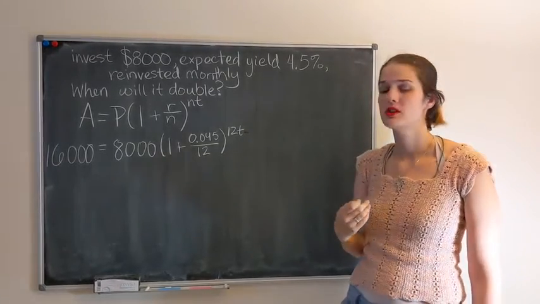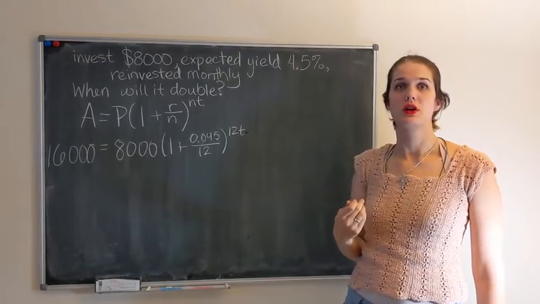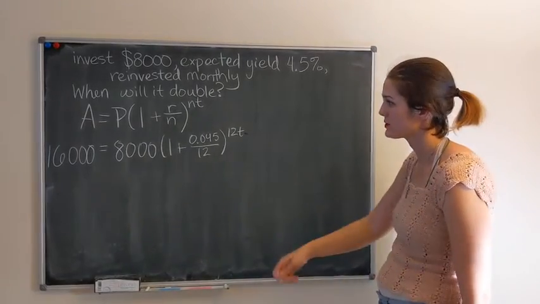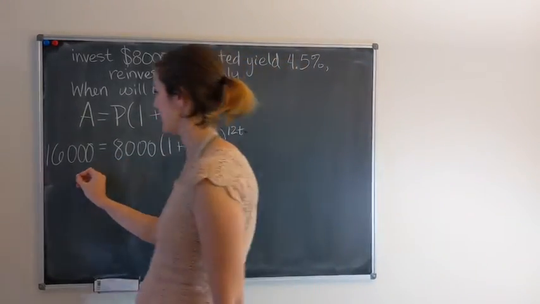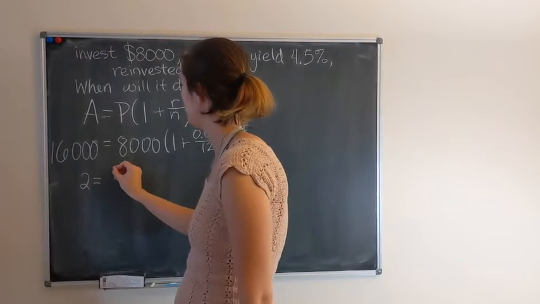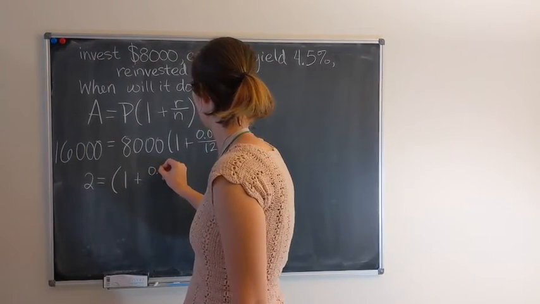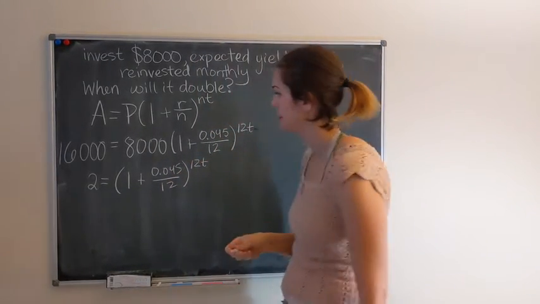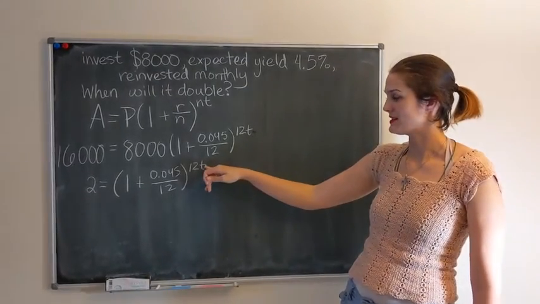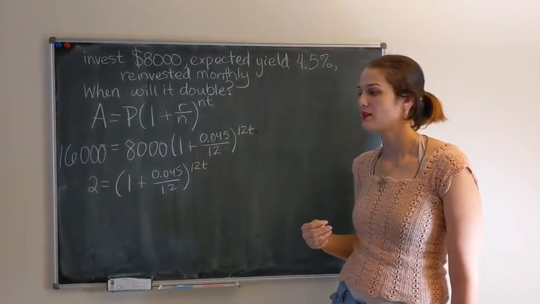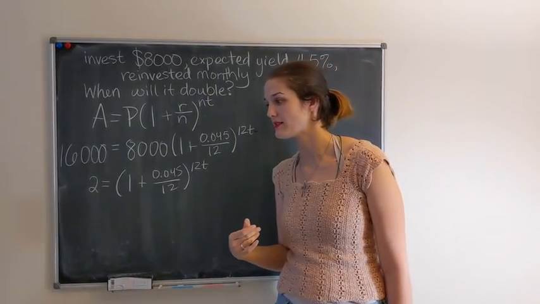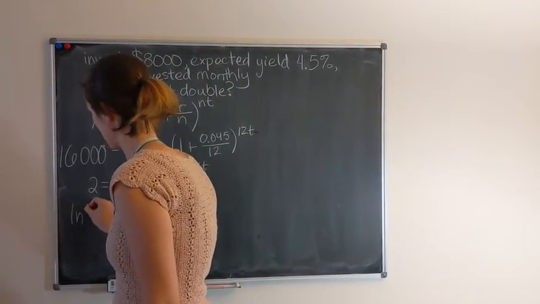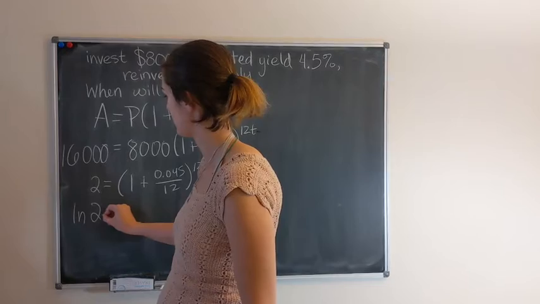So to start out, we need to isolate the exponential on one side of the equation. We can isolate the exponential by dividing both sides by 8,000, which will give us 2 equal to 1 plus 0.045 over 12 to the power of 12t. And now to get this t out of the exponent, we can take the log of both sides. Let's use the natural log, although it doesn't actually matter what base logarithm you use.